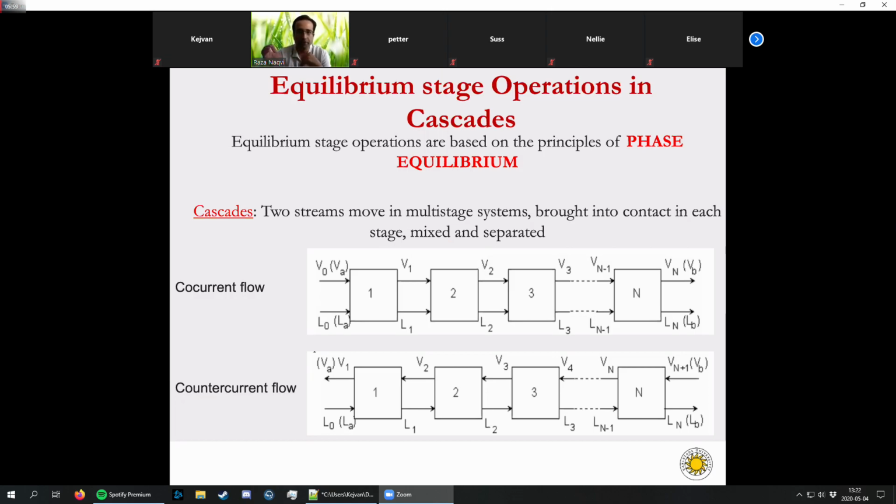So the vapors are moving in one direction, the liquid phase is moving in the other direction. This is normally the case in distillation processes. So in cascade systems, two streams move in multi-stage systems and they need to be brought in contact with each other. We try to have a good mixing of the vapor and the liquid phase so that we can have a good separation.